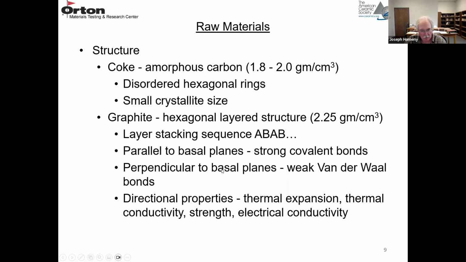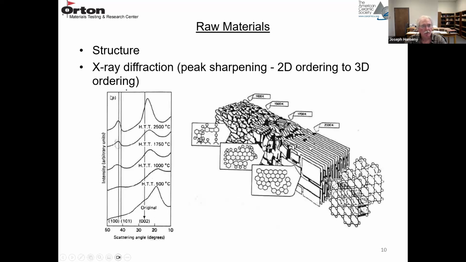So it's a layer structure, so the properties are directional. So properties like thermal expansion, thermal conductivity, strength, electrical conductivity are going to be a function of direction. So this could be a block you start out with, and it's in a temperature gradient. Basically, on this diagram, goes from about 500 to 2500 degrees C.